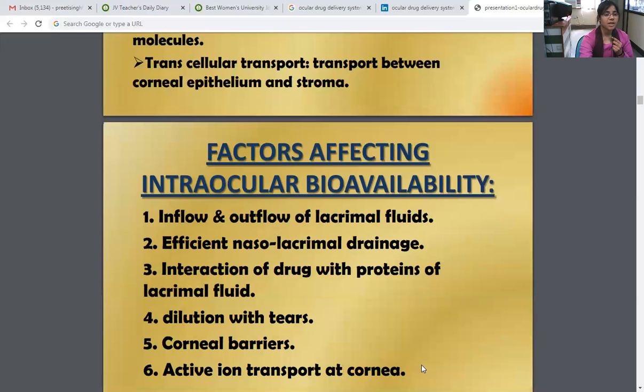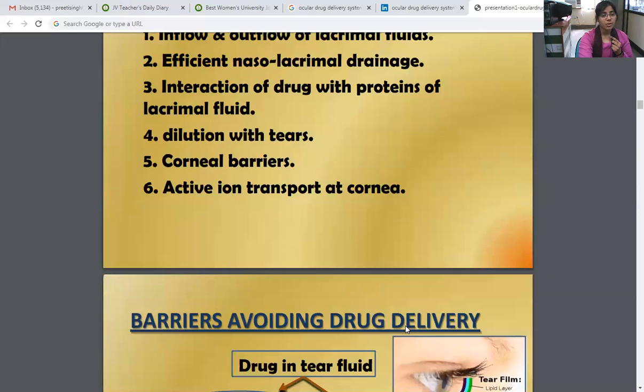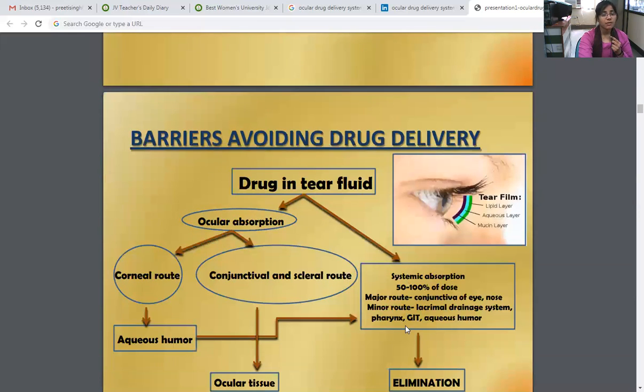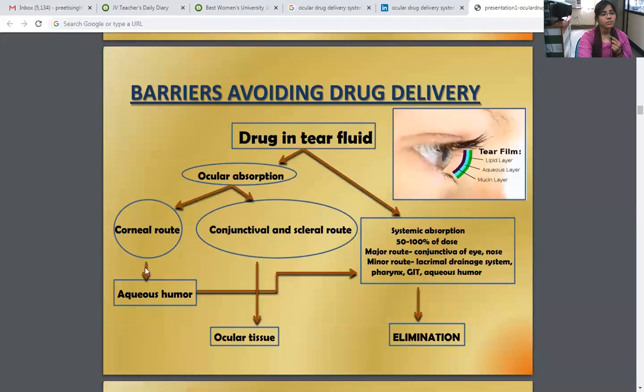Dilution with tears and corneal barriers, so active ion transport at the cornea. And barriers avoiding drug delivery, drug in tear fluid and ocular absorption. So ocular absorption is divided into two parts, the corneal route and the conjunctival and scleral route. So this is the ocular tissue and this is the process of elimination.